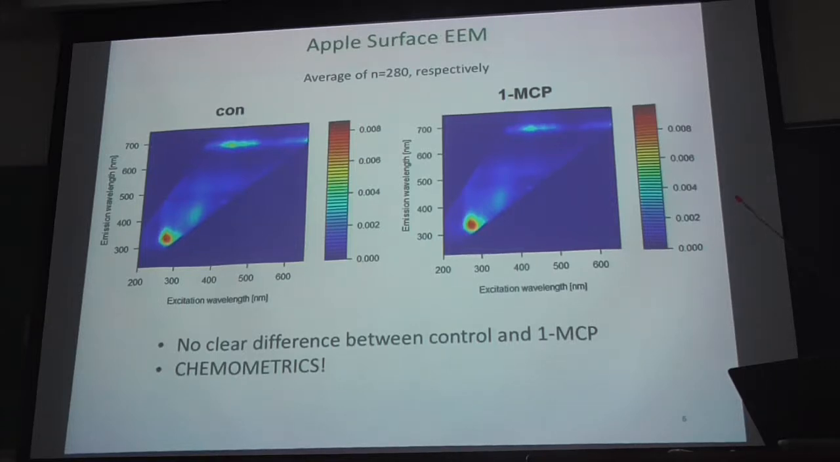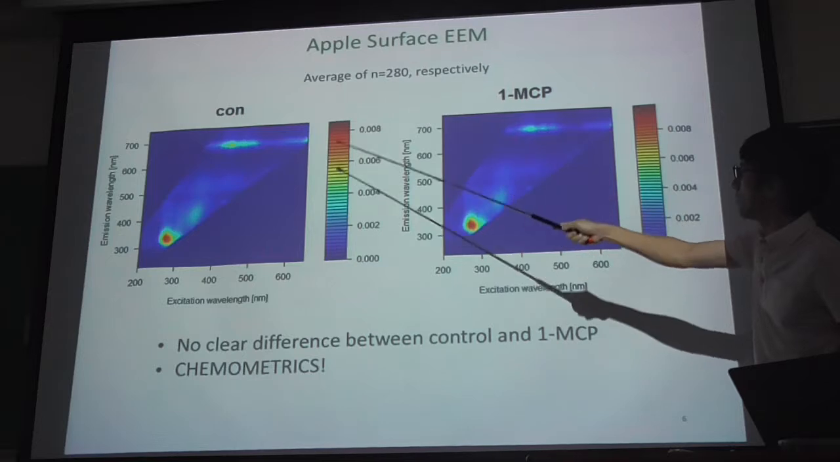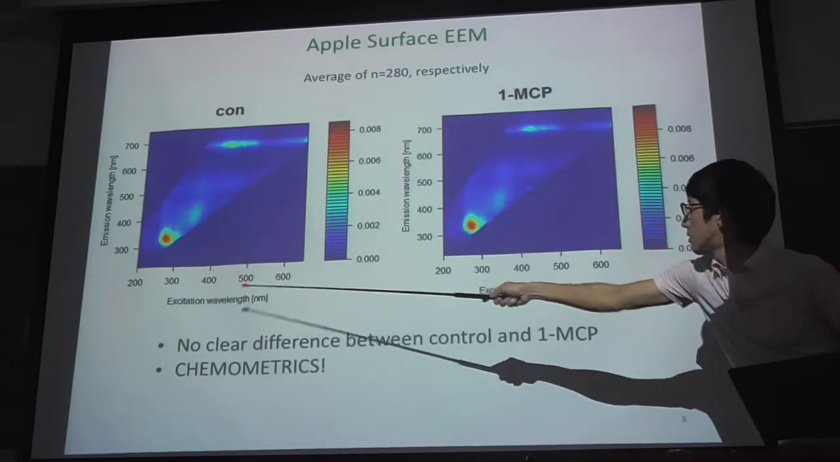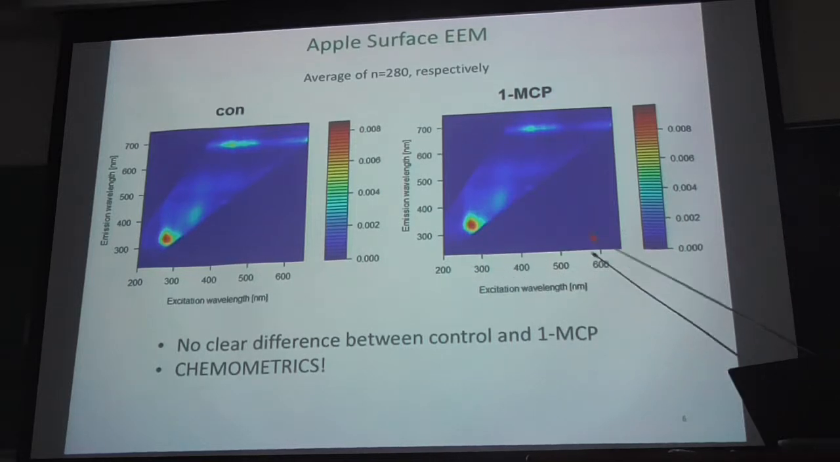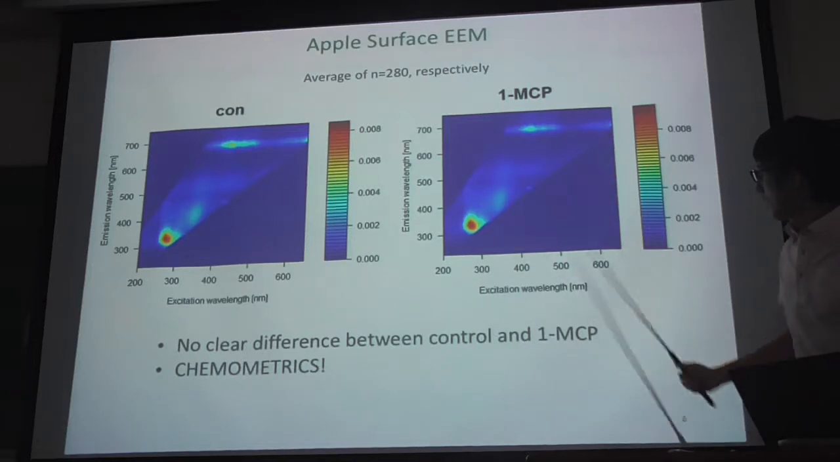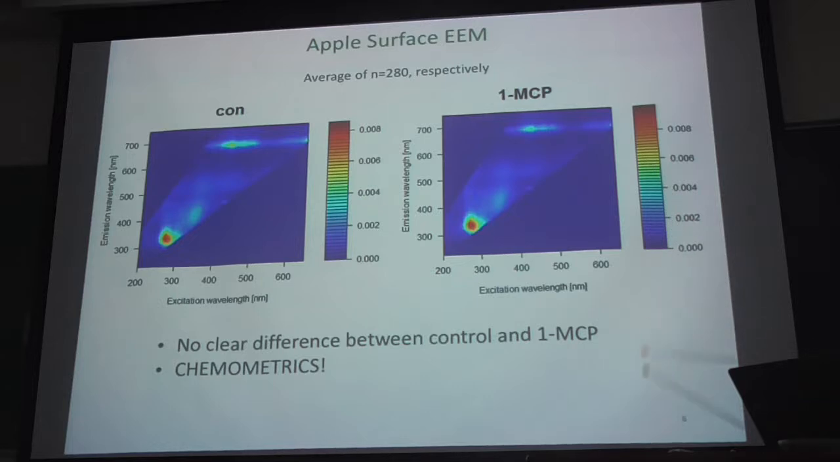And this is an example of apple surface EEM. This is the average of each fruit, control and 1-MCP. X is the excitation wavelength and Y is the emission wavelength, and the color indicates fluorescence intensity, so red means very high fluorescence. And you can see there's almost no clear difference between control and 1-MCP. So of course we use chemometrics.